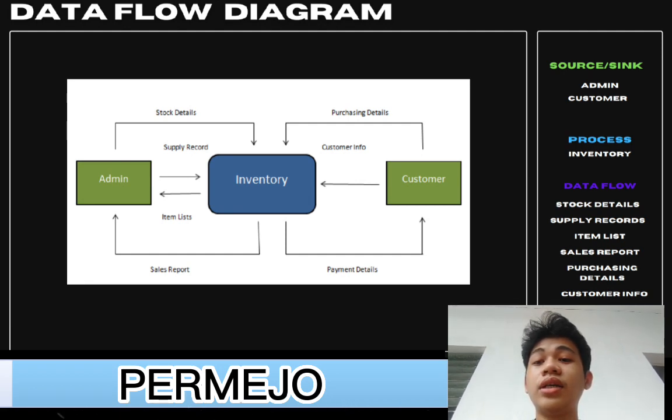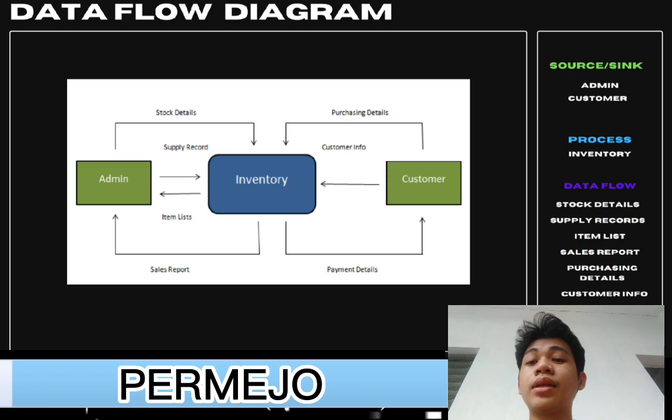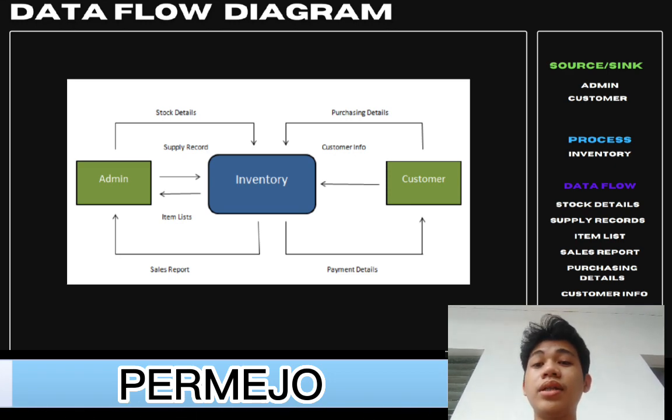The administrator is in charge of keeping track of the information about the items that are added to the inventory. The stock details are used to check the specifics of each item. The supply record is used to check the supply of the inventory. The item list is used to keep track of each item. And the sales report is used to keep track of all daily sales for the company.